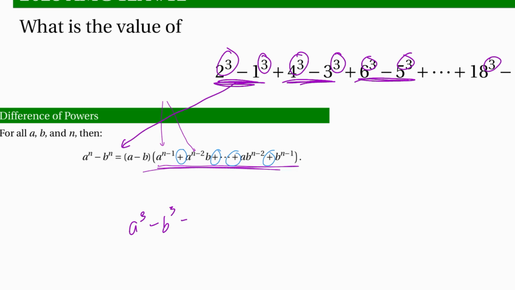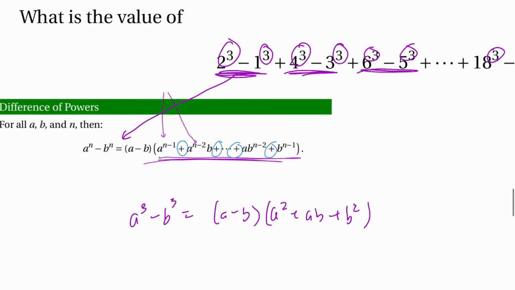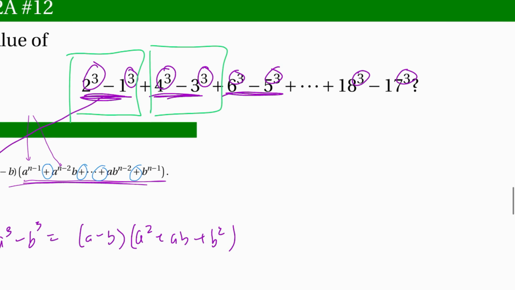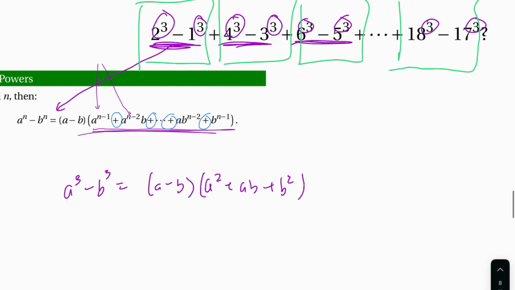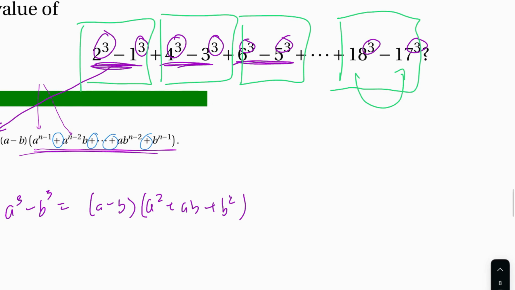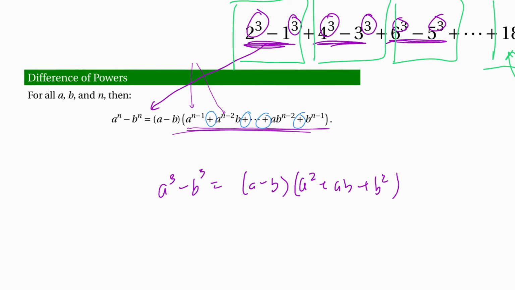So a cubed minus b cubed is equal to a minus b times a squared plus ab plus b squared. We saw that earlier. Okay, but notice that if we kind of block each of these: 2 cubed minus 1 cubed, that's one block. 4 cubed minus 3 cubed, that's one block. 6 cubed minus 5 cubed, that's another block. 18 cubed minus 17 cubed, that's another block. Well, notice that in each of these blocks, you have two consecutive numbers. The difference is always 1.